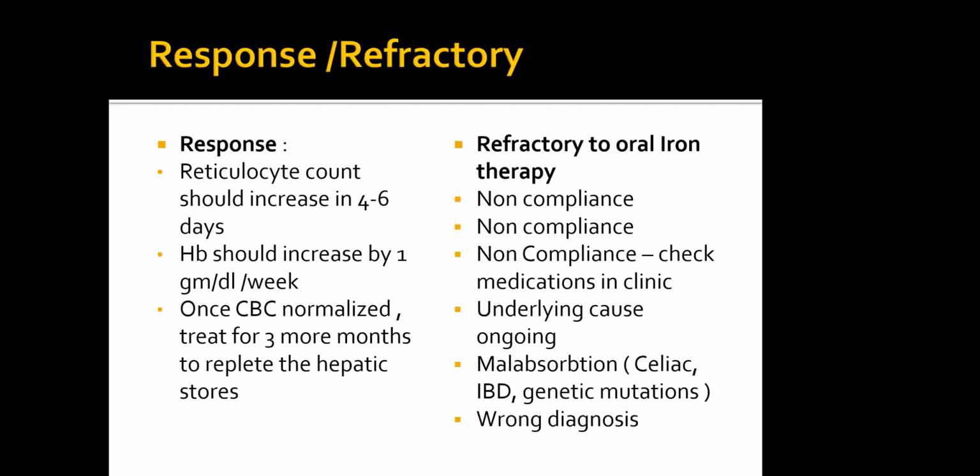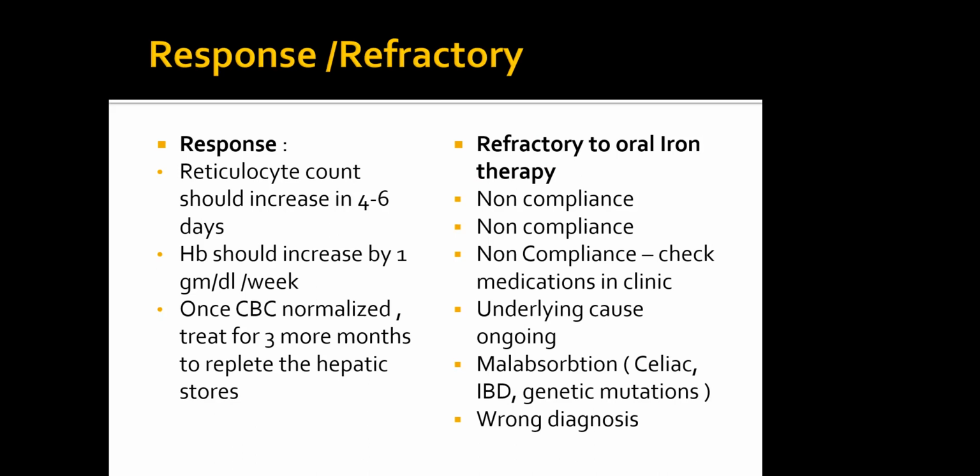How do you assess response to define if it's refractory? Most of the times you measure your reticulocyte count. So you've done a reticulocyte count and you know that your reticulocyte count should increase within 4 to 6 days. One week later, you call the child and you should see that the reticulocyte count is increasing with the iron supplementation. Your hemoglobin should increase by 1 gram per deciliter per week generally. Initially, it's faster, then it kind of slows down.